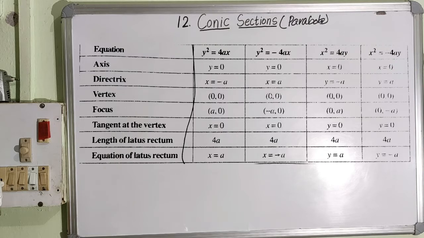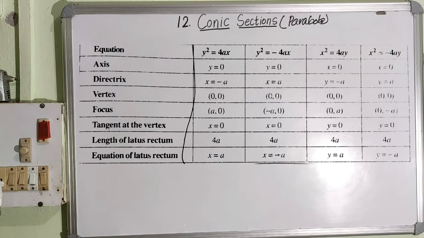So for the right-hand parabola and left-hand parabola, the axis will be the same because the axis is along the x-axis. Therefore, the equation of that axis will be y is equal to 0. Similarly, for the upward parabola and downward parabola, as you have already seen, the axis is along the y-axis. Therefore, the equation of that axis will be x is equal to 0 for both. Directrix for the right-hand parabola is x is equal to minus a, and for the left-hand parabola, the sign will change, x is equal to a. So these are the things we have to keep in mind, where it will be negative and where it will be positive. Is it okay?